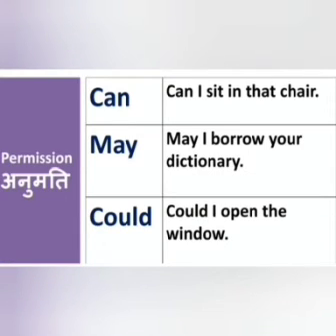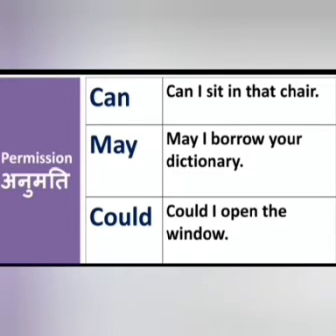Can I sit in that chair? When you use can and may, there is no difference between can and may, but where you use can, it is an informal way. To the closest person we will use can. But when we have to use may, we will use it in a school, meaning when we are coming inside: May I come in, ma'am? It is a formal way. When we are giving respect, that time we will use may. May I borrow your dictionary? This is a formal way.